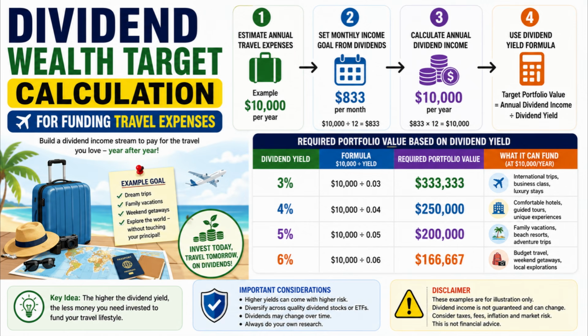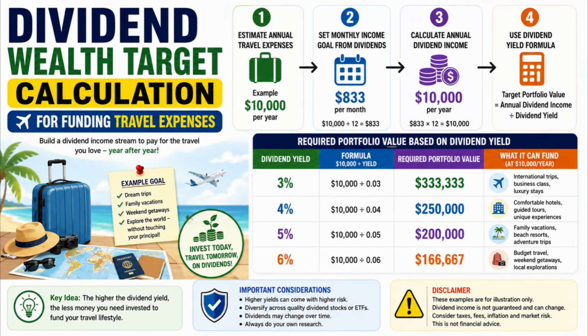After that, calculate the annual dividend income target. Since $833 per month is approximately $10,000 per year, your dividend income goal is $10,000 annually. This annual number is important because dividend yield calculations are usually based on yearly income. Then, use the dividend yield formula. The formula is simple. Target portfolio value equals annual dividend income divided by dividend yield.